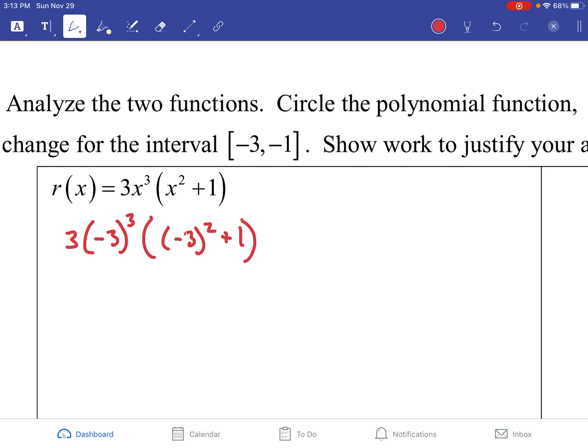So I'm going to put it all in at once to find out what it is. I'm going to put parentheses around the -3's, and all the parentheses that are written down that I've done here, I'm going to put in the calculator. So I have 3, and parentheses, -3, then to the 3rd power, then another parentheses, -3 squared, plus 1, close parentheses. Okay, this equals -810. Okay, so our point would be -3 comma -810.